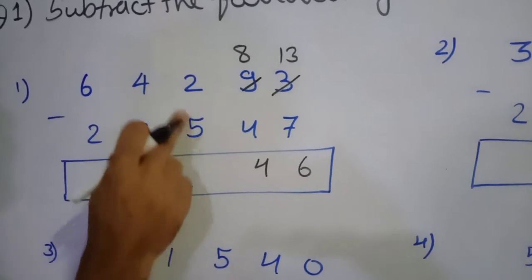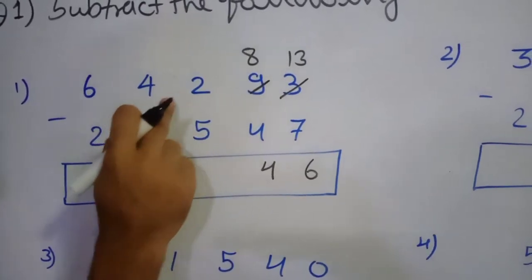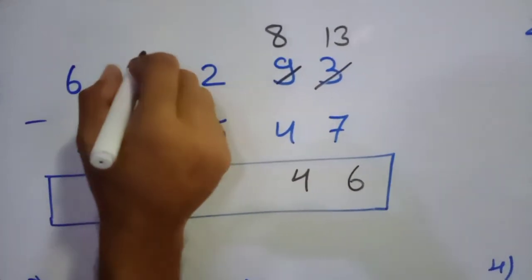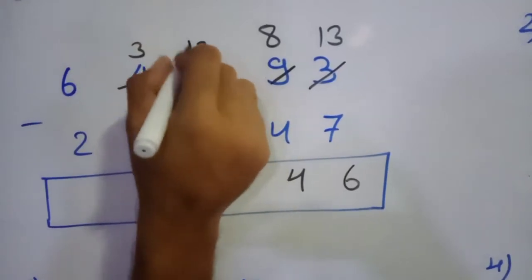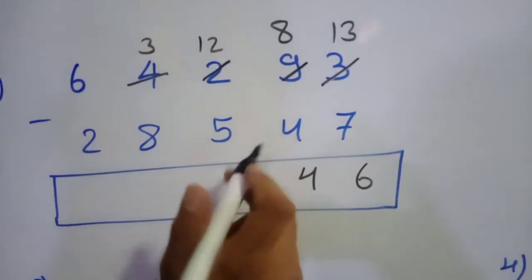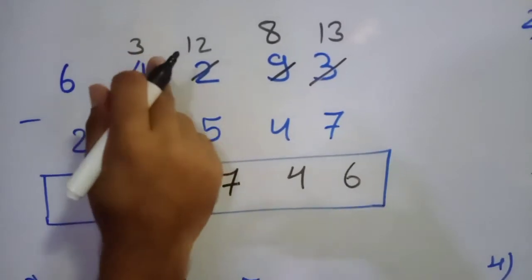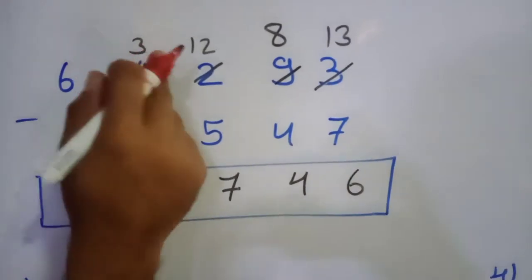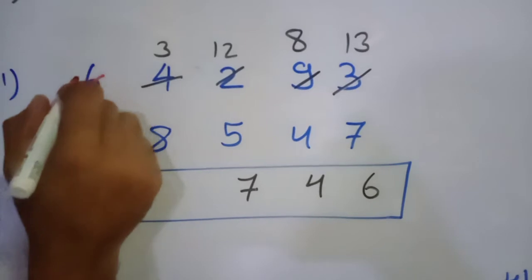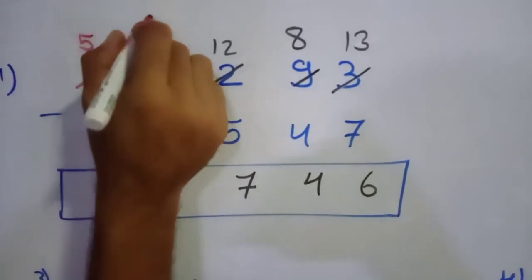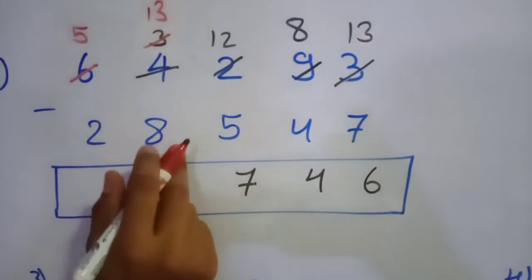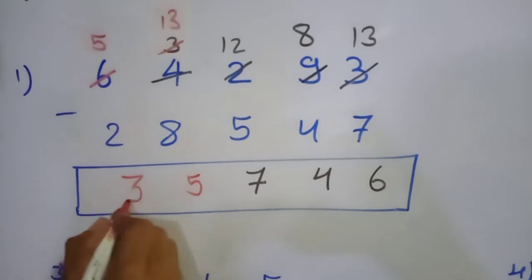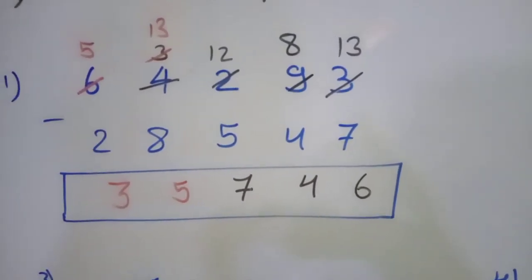We cannot subtract 5 from 2. The same thing will happen over here. This 2 takes 1 borrow from the next number. This 4 becomes 3 and 2 becomes 12. 12 minus 5, 7. Now 3 minus 8. No, we cannot subtract 8 from 3. So this 3 also borrows 1 from the next number. This 6 becomes 5 and this 3 becomes 13. 13 minus 8, 5. 5 minus 2, 3.